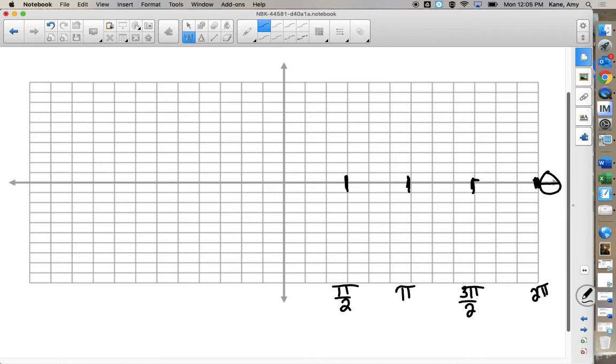So going back to the starting point, in the middle of 0 and pi over 2, directly in the middle. What angle is directly in the middle of 0 and pi over 2? What angle is in the middle of 0 and 90 degrees? 45 degrees. So in the middle of 0 and pi over 2 is our 45-degree angle, or pi over 4. So that goes in the middle.